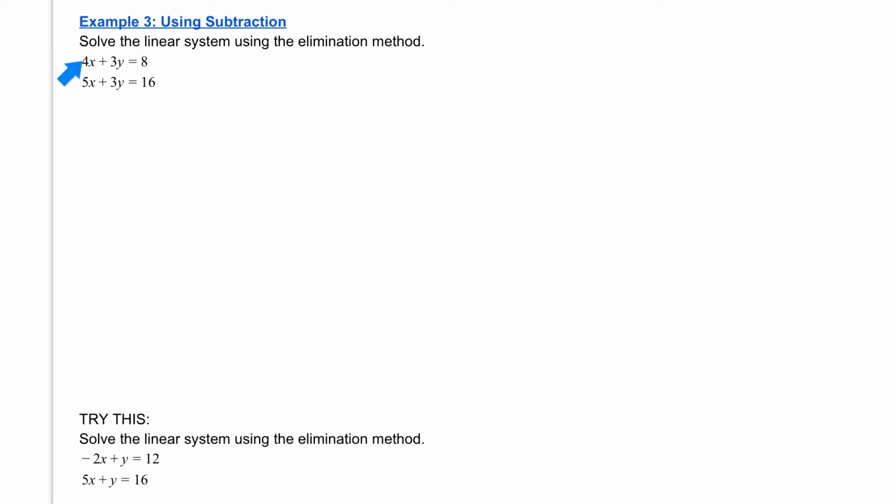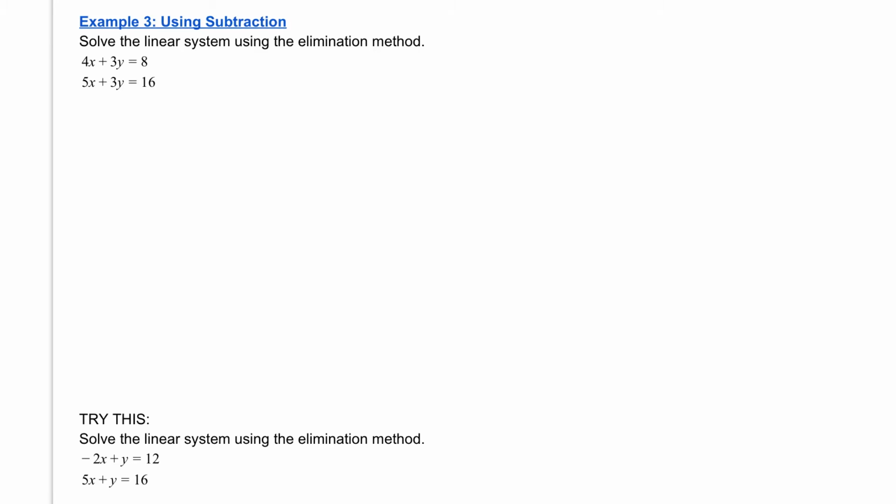So if we look at our x's, we have a 4 and a 5. Those are not opposites. If we look at our y's, we have a positive 3 and another positive 3. They're the same number, but we need them to be opposite. So we're almost there. To take care of the problem that they're both positive and not opposites, all we need to do is multiply one of the equations, either the top equation or the bottom equation, by a -1.